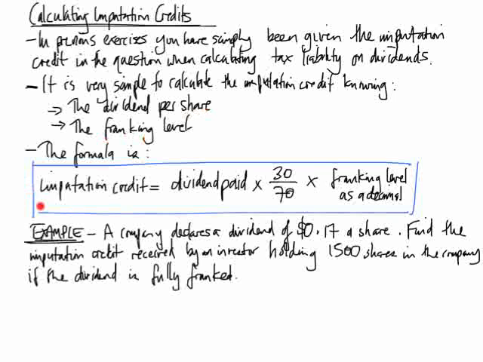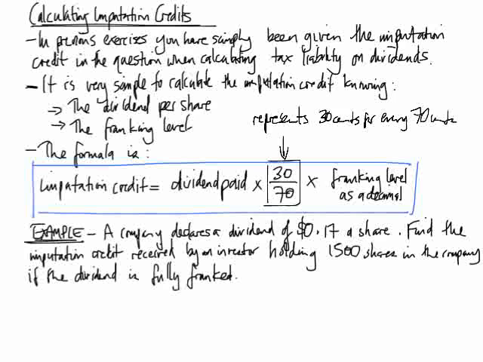Now, the formula is here. The imputation credit is calculated with these. It's the dividend paid times by 30 over 70. It is always 30 over 70 because this represents the company tax of 30 cents for every 70 cents of dividend. Okay, so it's always 30 over 70, don't change that. Then times by the franking level as a decimal.